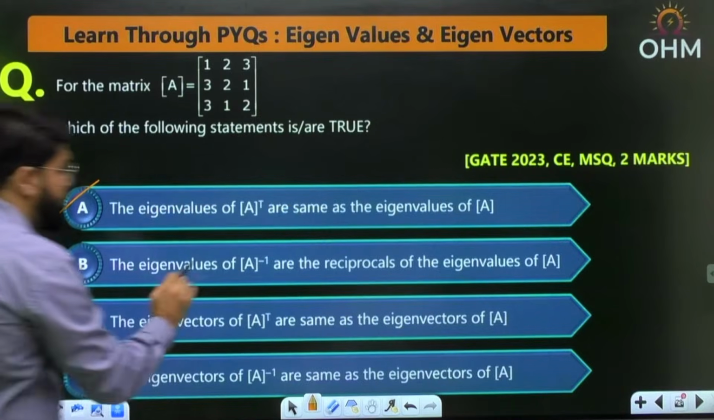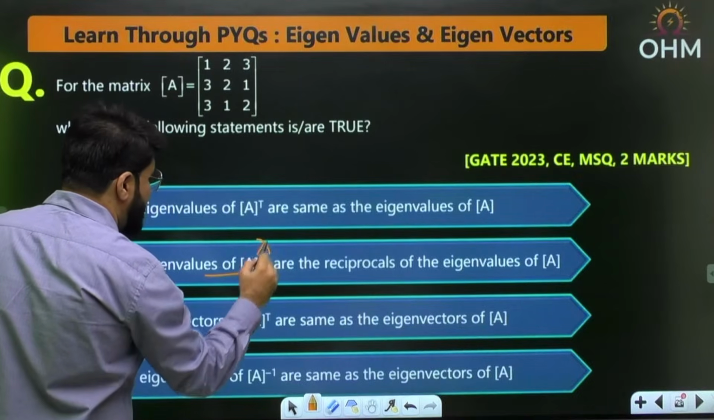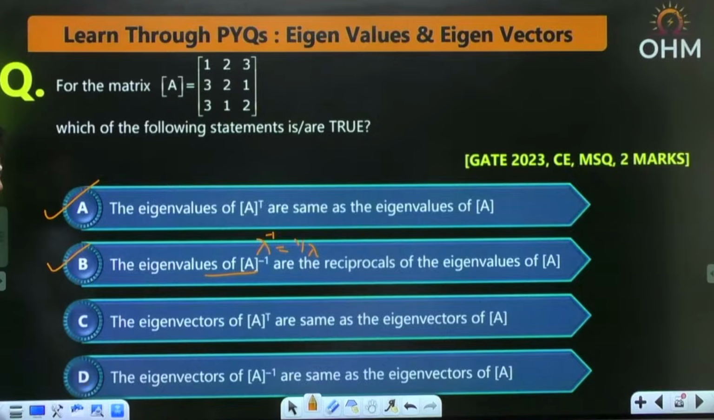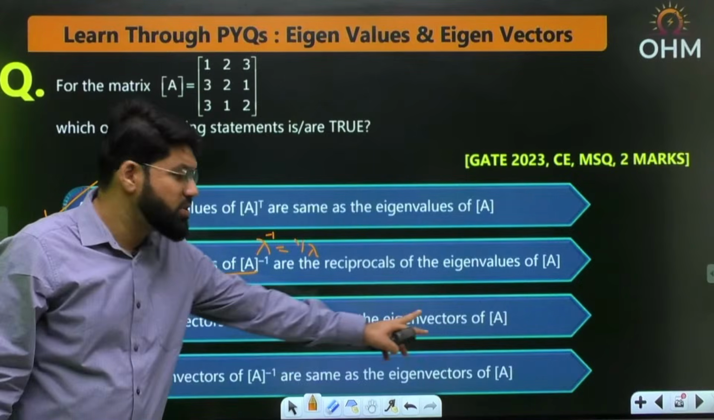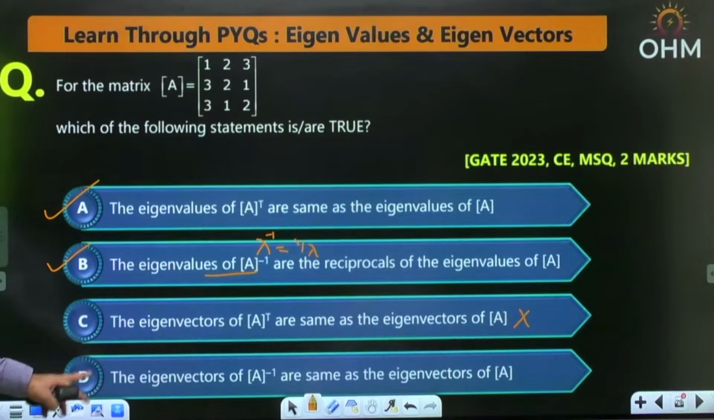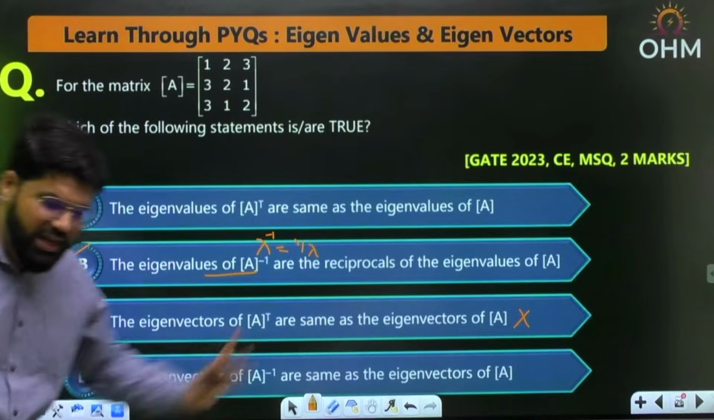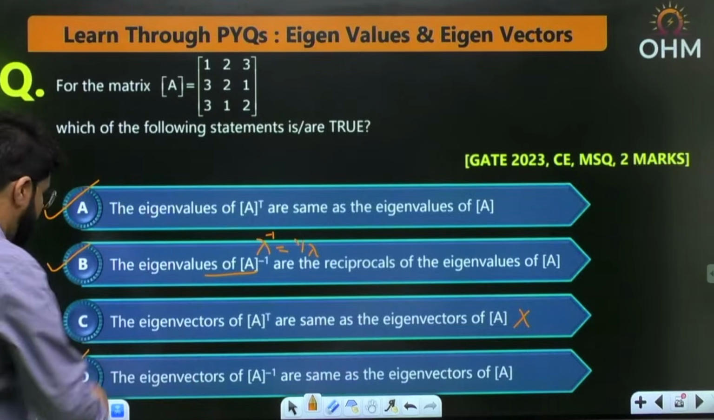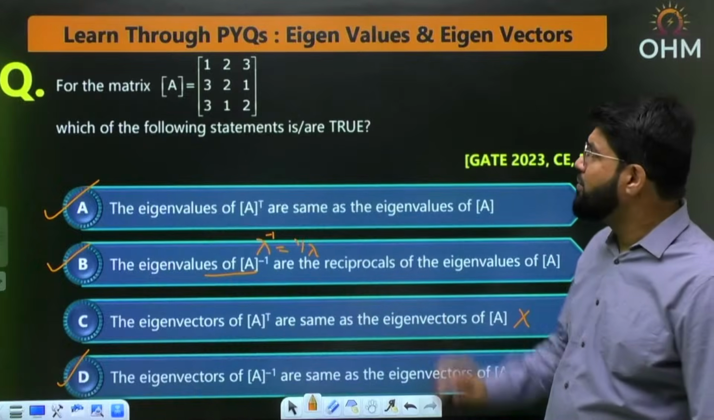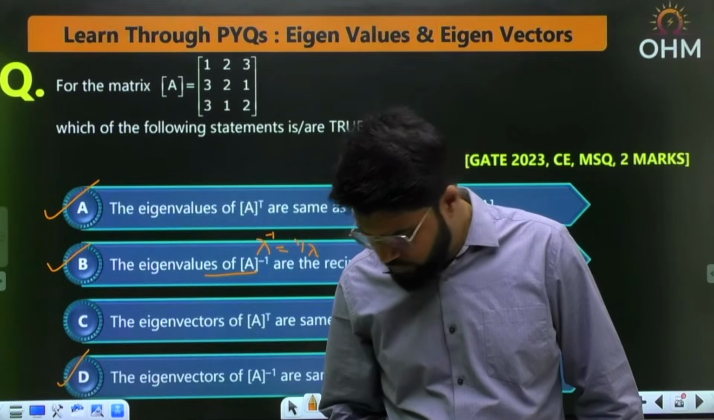Next. Eigenvalues of A inverse are the reciprocals. Yes. Eigenvalues of A inverse are lambda inverse, that is 1 by lambda, reciprocal of the eigenvalue of A. Correct. Eigenvectors of A transpose are same as eigenvectors of A. No. And next. Eigenvectors of A inverse or any function of A are same as the eigenvectors of A. Correct. A, B, D. 3 options are correct here. Direct tick mark question if you are aware about these properties. Okay.